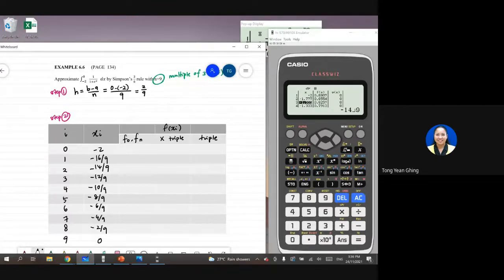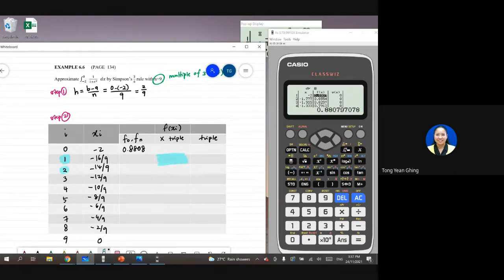And then I will key in the first f(x0). This is the value of x0, so I will put here 0.8808. Okay, so is 1 a multiple of 3? No. So I will put it in this column.